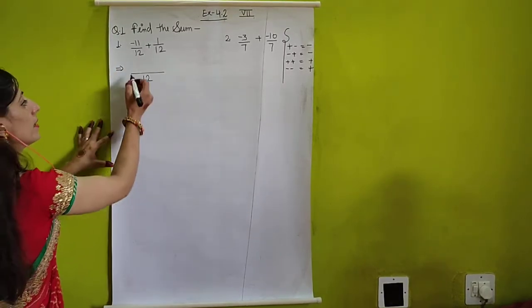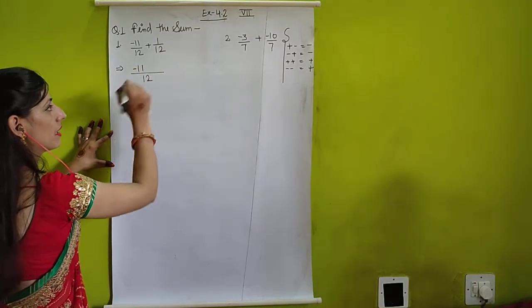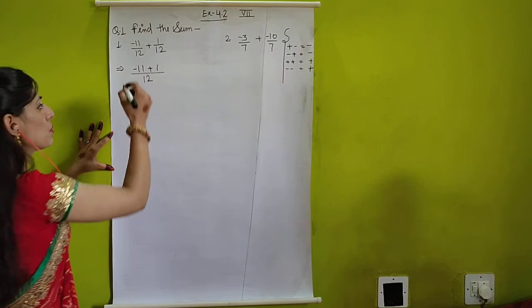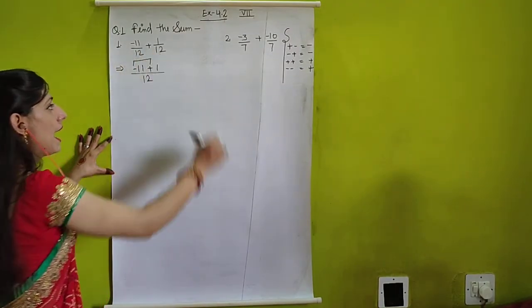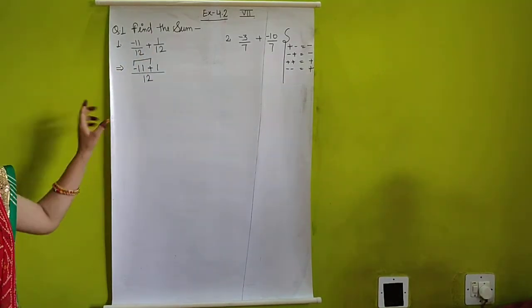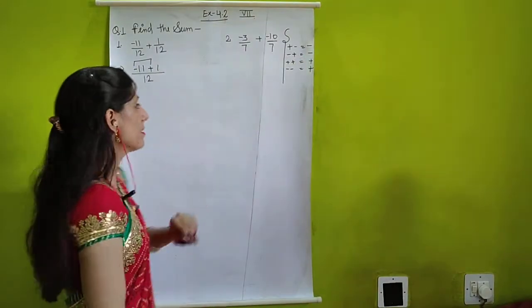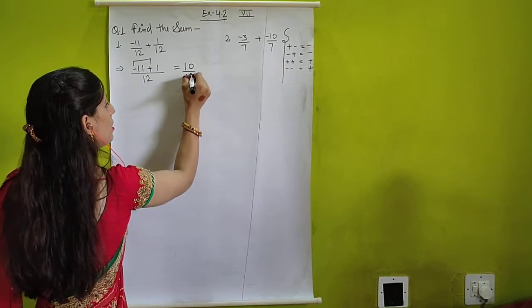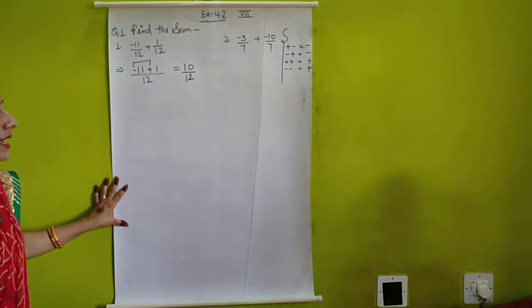So upside, as it is, minus 11 will come, and here as it is plus 1 will come. Now students, this is minus and plus. Minus plus will be minus. So 11 minus 1 will be 10 upon 12. 12 will be as it is.